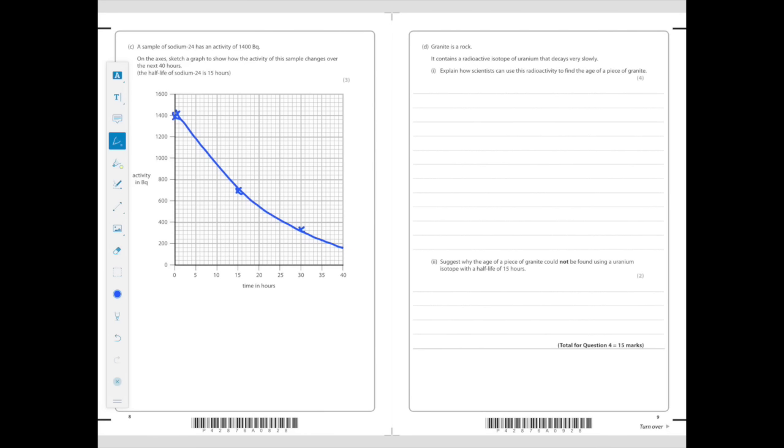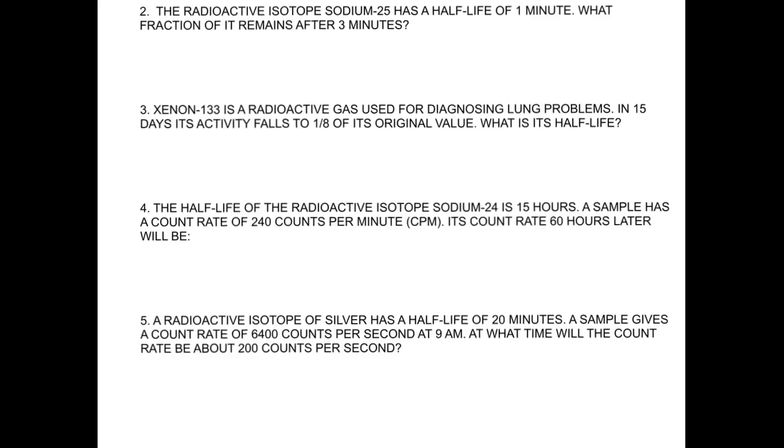And that's obvious because the half-life is too short. 15 hours has meant that the decay has occurred far too quickly, and so the activity now would be far too small to measure. Sodium-25 has a half-life of 1 minute. What fraction of it remains after 3 minutes?